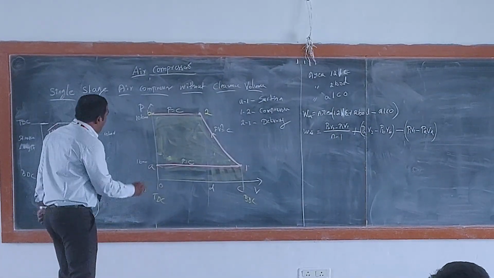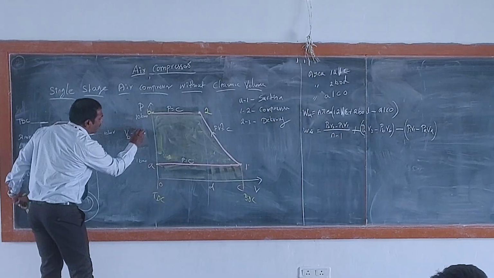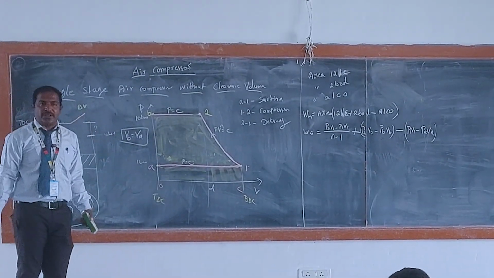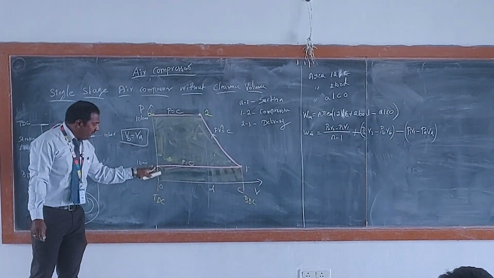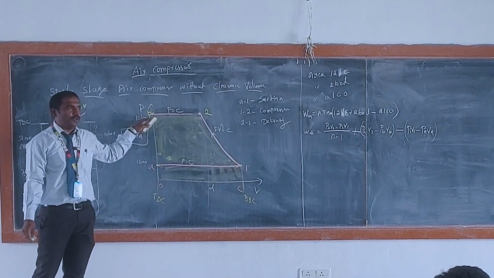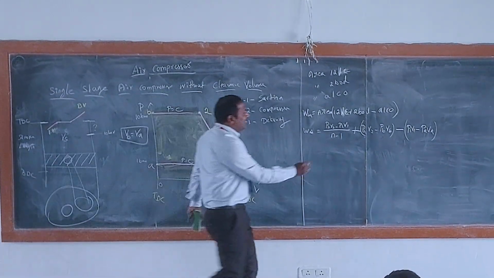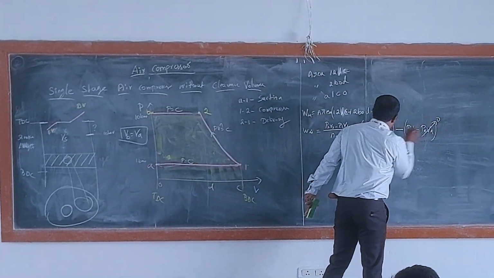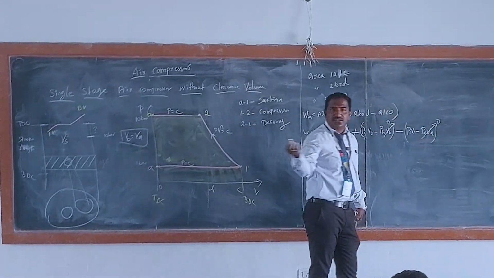I'm sorry, VB is equal to VA. Volume is constant, not pressure. I'm sorry. Got it? See, here volume is 0. VA volume is 0. VB volume also 0. Both are 0 only. If this volume is 0 and this volume is 0, 0 multiplied by anything becomes 0.